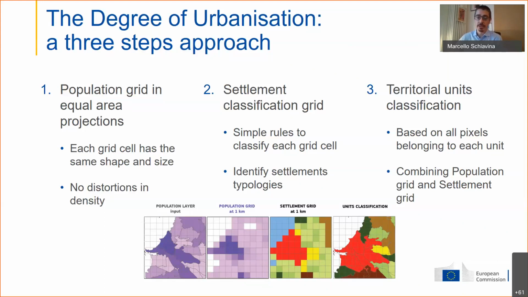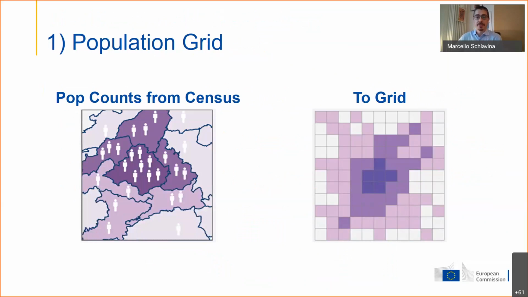Too small, and a single settlement may fragment into multiple pieces. As already mentioned, this method is meant to complement and not to replace existing national definitions. Let's start from the first step. The basis for this degree of urbanization is a square kilometer population grid in equal area projection. Each grid cell has the same shape and size, thereby avoiding distortion caused by using units varying in shape and size. And we already saw the advantages.